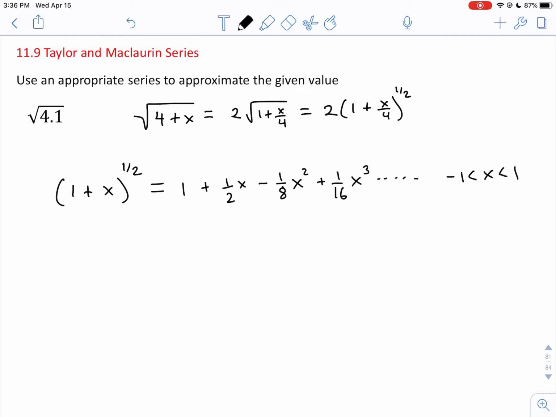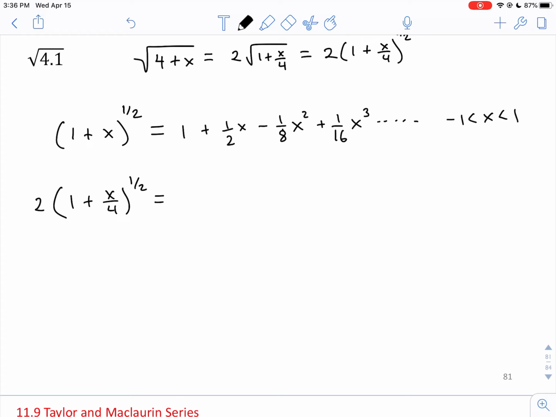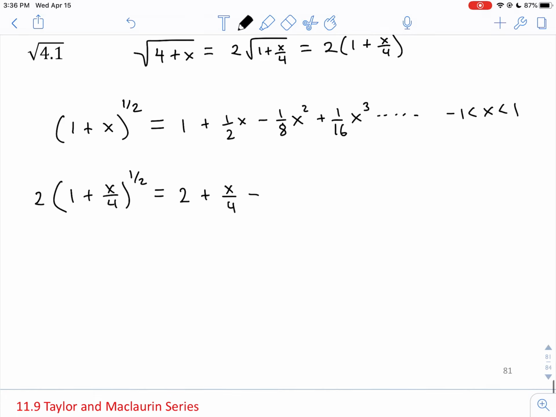Let's change the x's to x over 4 and double. Let's do both steps at once. So let's do the doubling part first. We're going to double the coefficients. Going to double that coefficient. It goes to 1. And change the x to x over 4. Minus. We're going to double the 1/8. That makes 1/4. And change the x to x over 4. And that one's going to be squared.